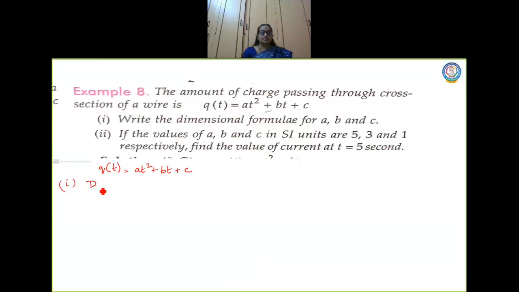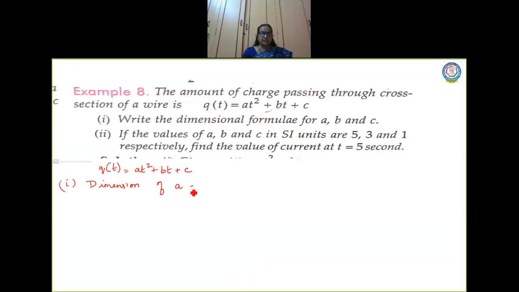Okay. So dimension of A. Take the first term which contains A. On the left side you have Q of t, which is equal to A t square. So what will be the dimension of A?